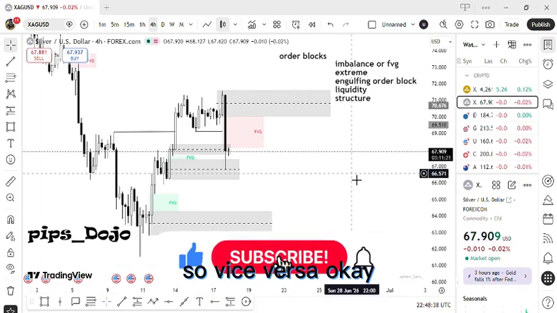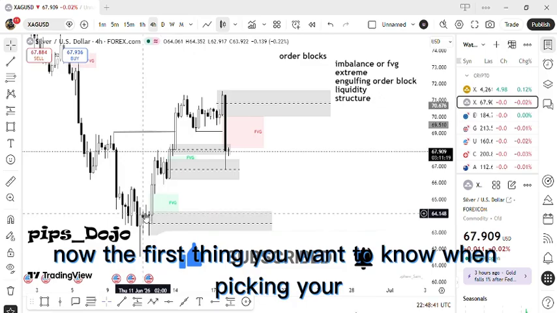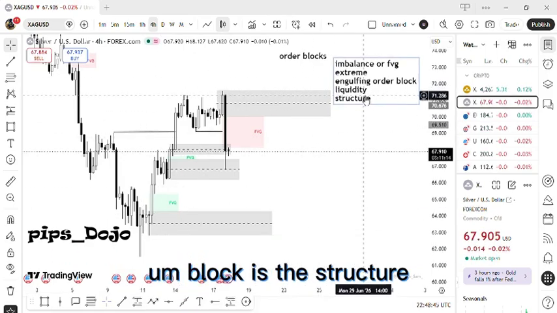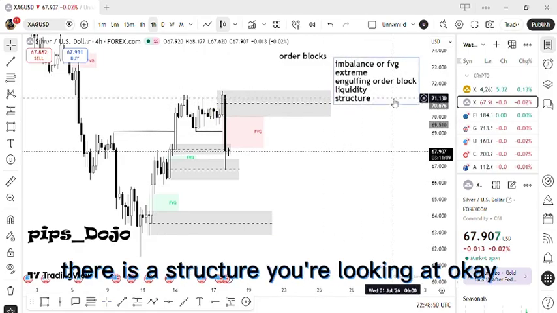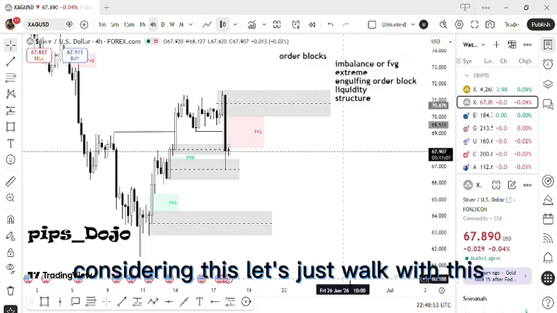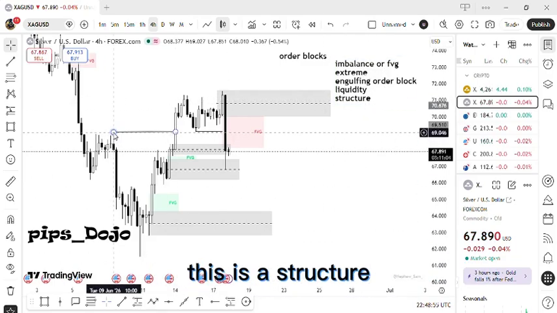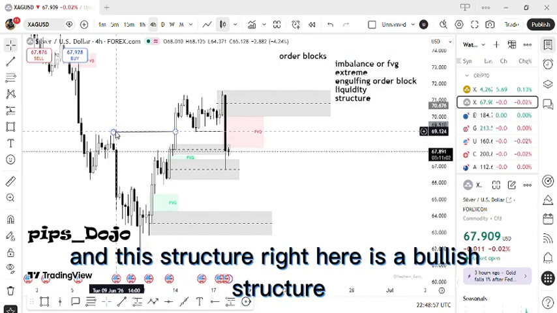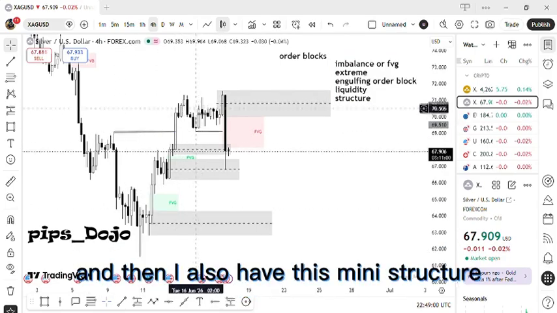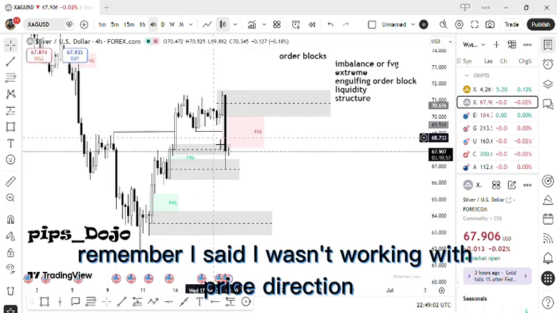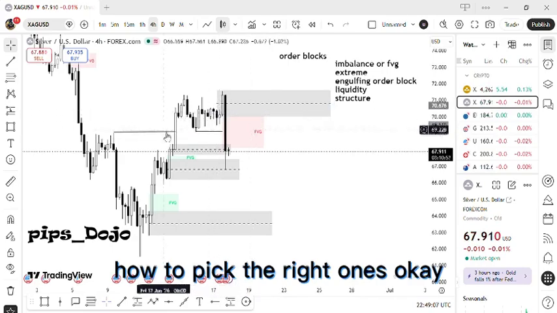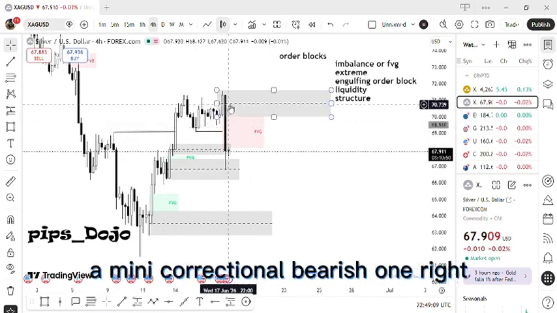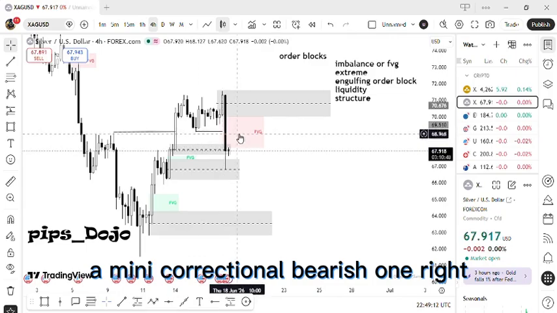Alright, so vice versa. Now the first thing you want to know when picking your block is the structure. You want to make sure there is a structure you're looking at. Considering this, this structure right here is a bullish structure, and then I also have this mini structure. Remember, I said I was not working with price direction. I'm just trying to show you the concept of order blocks, how to pick the right ones. This is the bearish structure, and this is a mini correctional bearish one.